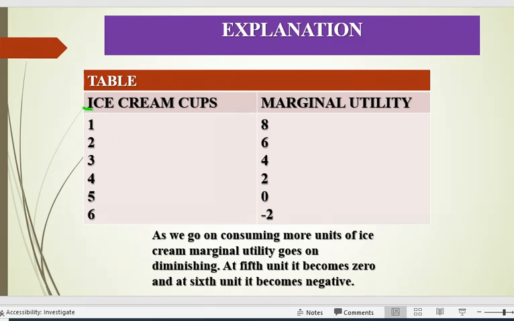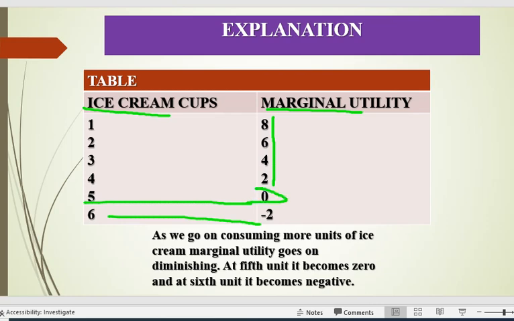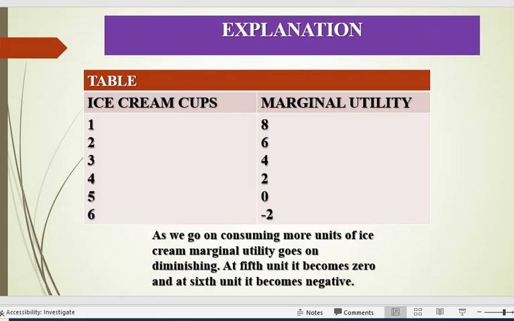So these are the units of ice cream cups. These are the marginal utility. As we see from this table, as we go on consuming more units of the ice cream, the marginal utility goes on diminishing. At the fifth unit, it becomes 0, and at the sixth unit, it becomes negative. So we will stop at the fifth unit if we want to get the maximum satisfaction.